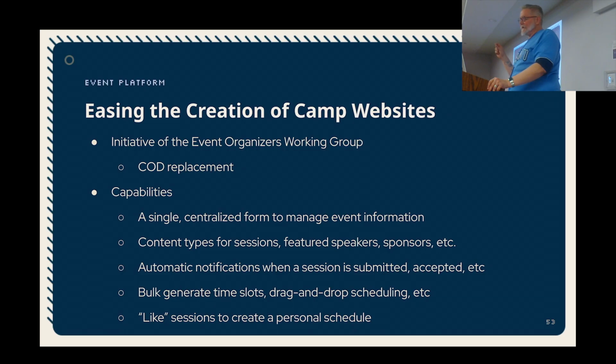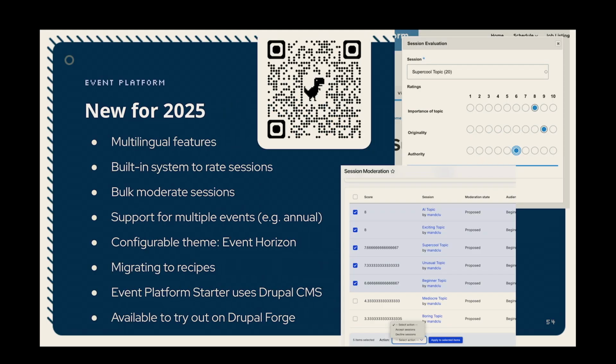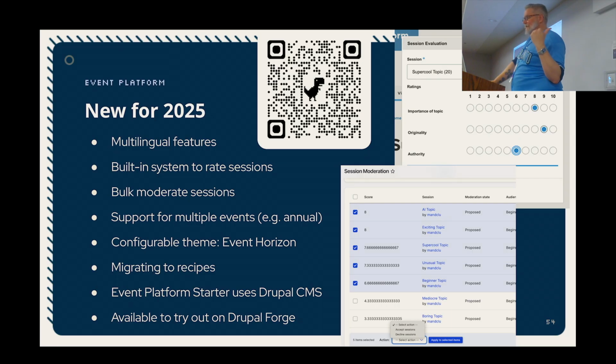It also gives you the ability to sort sessions and then see... Features that were added to the event platform in 2025 include improvements for multilingual content, being able to rate sessions directly within the website, and being able to use those average ratings as a way to bulk moderate sessions. It now has support for multiple events, so if you have an annual camp, you don't have to refresh it every year. You can have those associated with a new event and keep all of the content within a single site.